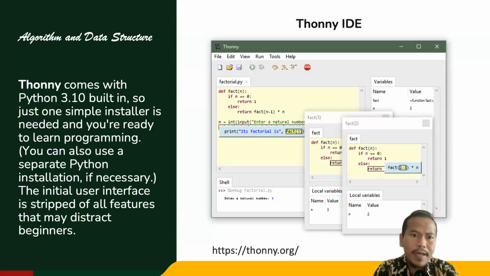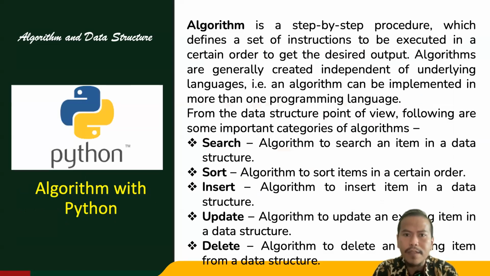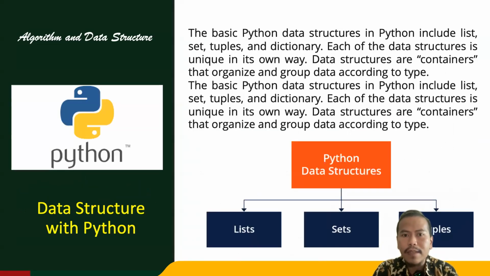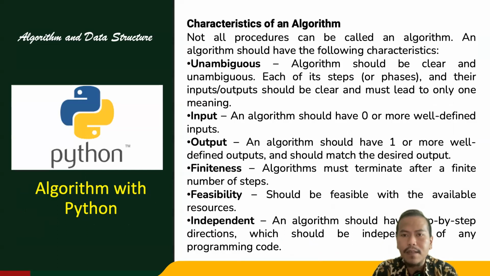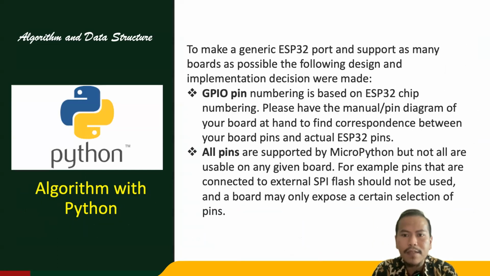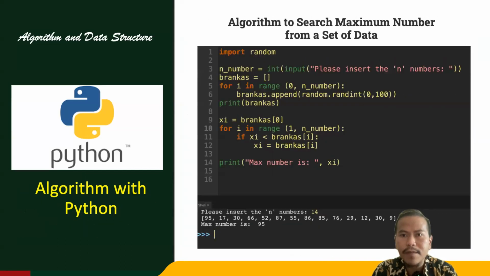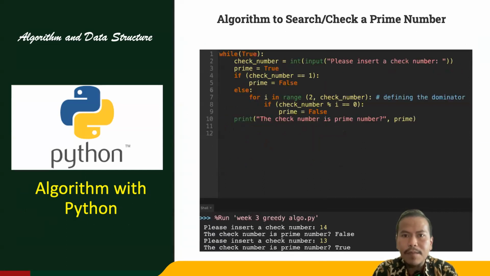This is the second part of the algorithm and data structures class, and I will teach you how to code the program by using Python and the Thonny programming IDE. In the previous part, I taught you how to install Thonny, and I described what an algorithm is and the data structures supported by the Python programming language. I also gave you two examples of programs. The first program is the algorithm to search for the maximum number from a set of data, and the second is the algorithm to search or check a prime number.